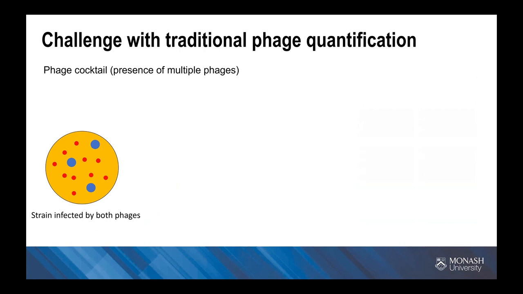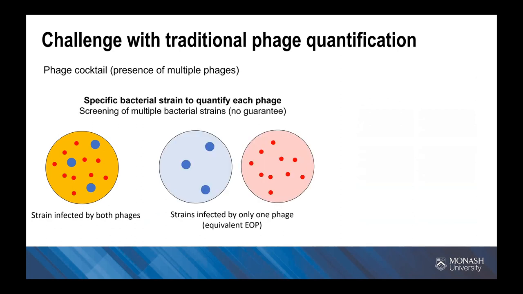So when we are talking about phage cocktails, where we have the presence of multiple phages, this is even more complicated. That means that we need a specific bacterial strain to quantify each phage. And most of the time, this requires a large screening against multiple bacterial strains, and there is no guarantee that you will find one that is specific enough to only a single phage that you have in the cocktail. What I have here is just an example of two phages, and we had to screen close to 100 strains to get a specific strain for both phages. And you can just imagine trying to deal with cocktails of five or even more phages.